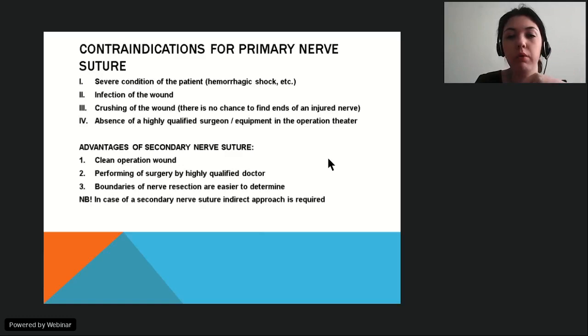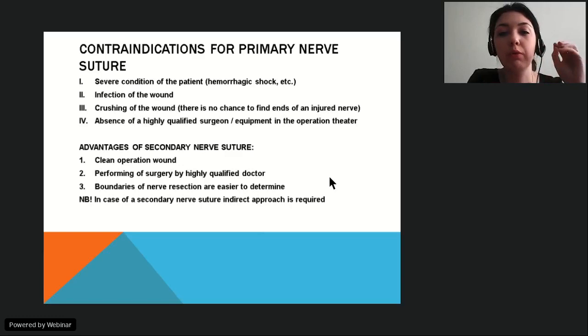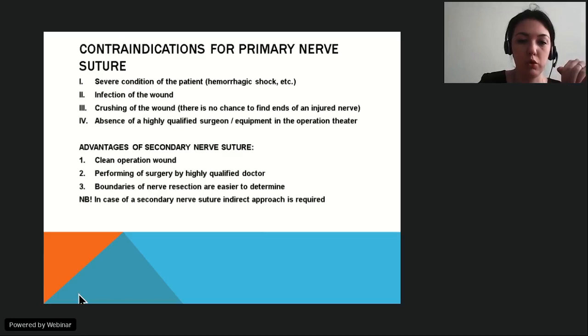In this case, we apply secondary nerve suture, and actually it has many advantages. So first of all, the operation wound is clean because we have already prescribed antibiotics and performed primary surgical treatment. Then the surgery is performed by a highly qualified doctor, and boundaries of nerve resection are easier to determine. And you have to remember once again that in case of a secondary nerve suture, we always use an indirect approach, so far from the projectional line.